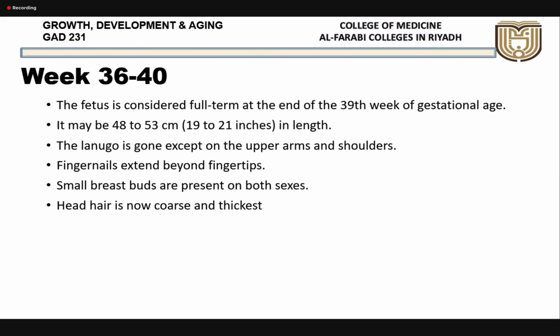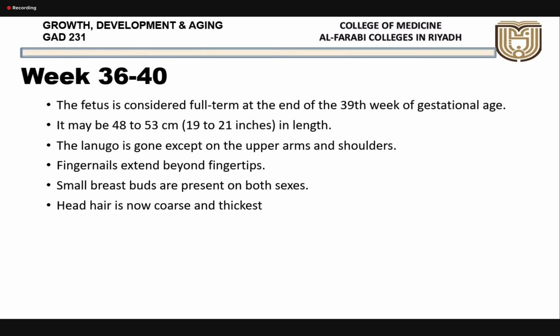Now, by 36 to 40 weeks, it is well developed, and there are chances of delivering at any time. The fetus is considered full term at the end of the 39th week of gestation. The 39th to 40th week is the normal completion of the gestational period, but it can go up to 41 or 42 weeks sometimes. Normally after 39 to 40 weeks, we say the fetus has completed its development. That is called the gestational age.